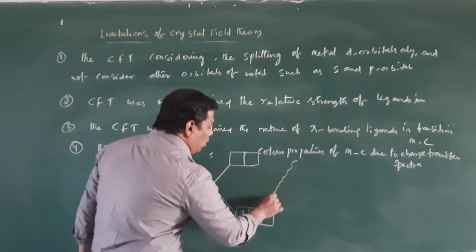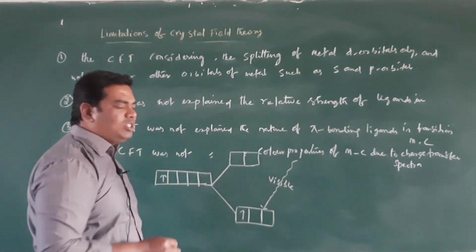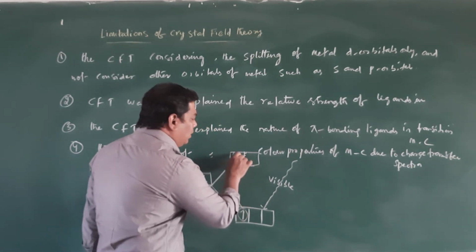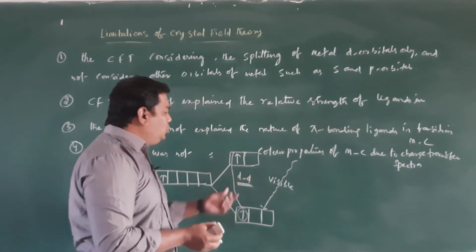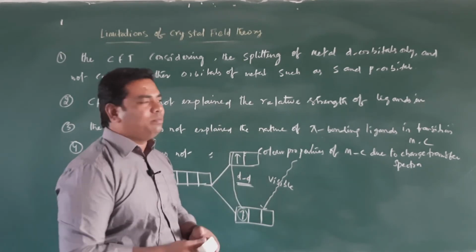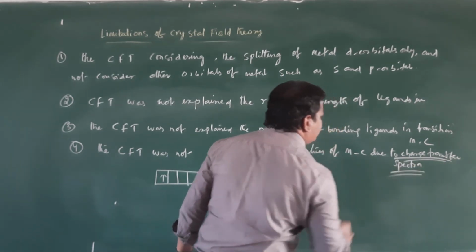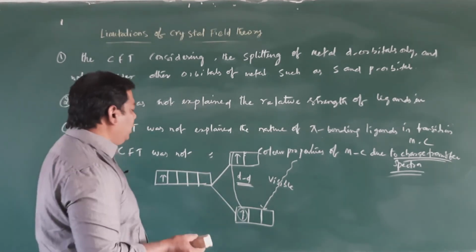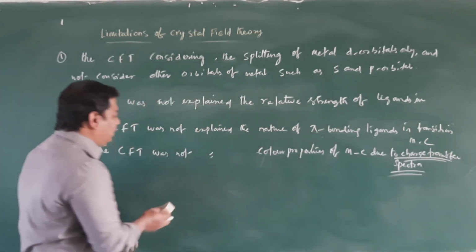If the lower energy t2g orbital absorbs radiation in the visible range, the unpaired electron is excited from this energy level. This energy transition we call a d-d transition. Due to this d-d transition, the metal complexes exhibit color properties, but the crystal field theory did not explain the color properties of metal complexes due to charge transfer spectra. So this is another demerit of crystal field theory. Okay, right. Next we will move to the last demerit of crystal field theory.